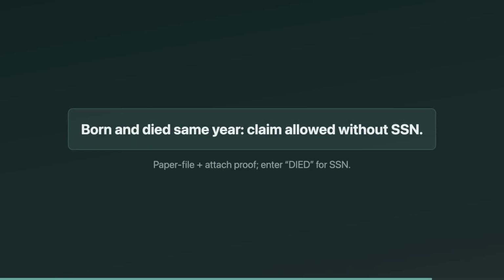Here's a weird but very testable exception. A child born and deceased in the same tax year with no SSN issued may still be claimed as a dependent. But you can't e-file that return. It must be paper filed, and you attach a birth certificate or hospital record showing the child was born alive. On the form, you enter "died" where the dependent's SSN would normally go. Stillborn infants do not qualify.